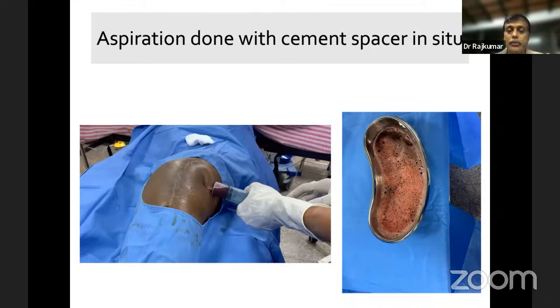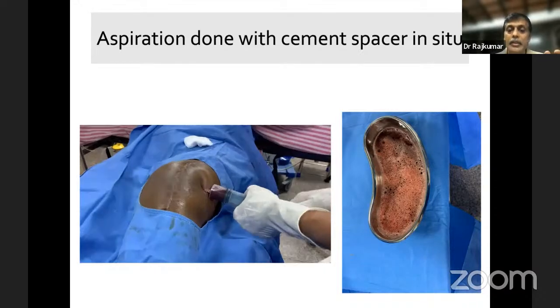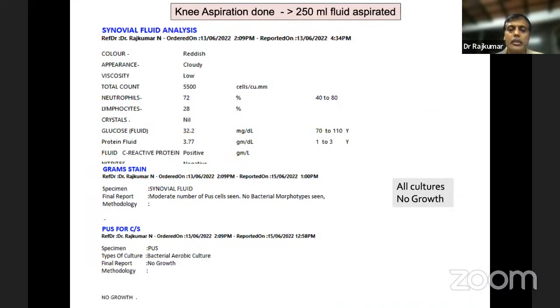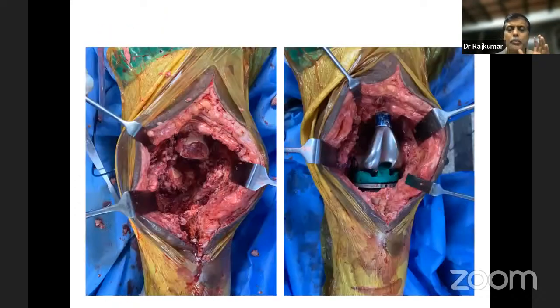And this culture fluid was sent for culture sensitivity, and it all came as negative. Then the ESR, CRP, the infection markers also came down. And then slowly he was returning back to his hemodynamic stability. And then I planned for the revision TKR.